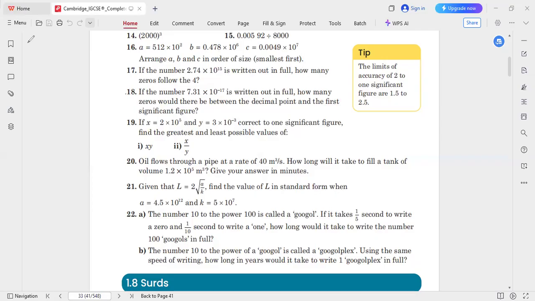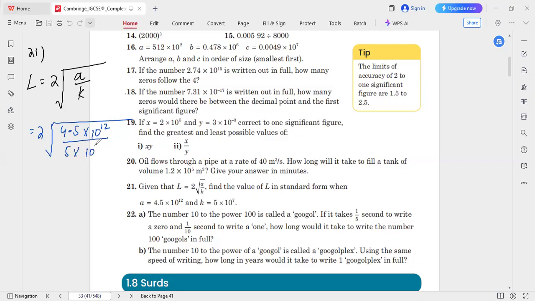Okay, here as they already gave us the formula, we need to just put the values inside. So we have L equals 2 square root A over K. So let's put the values inside this. We have 2 square root. A is basically 4.5 times 10 raised to the power 12 and we have K as 5 times 10 raised to the power 7. So first of all, we will just deal with the numbers. We will divide them. We have 4.5 and we will divide it by 5. And after dividing, it's coming 0.9.